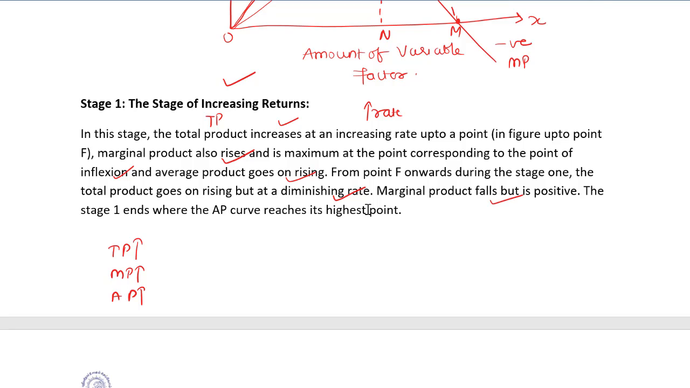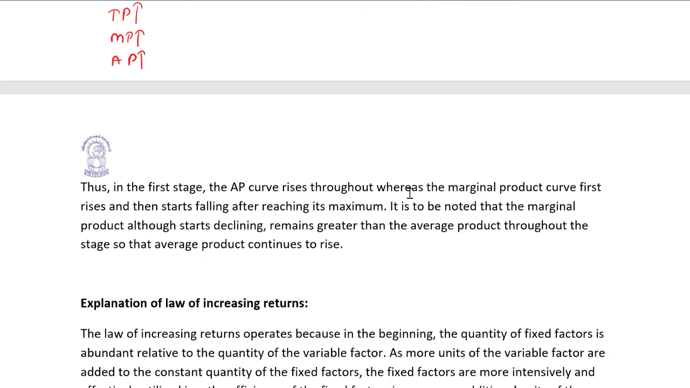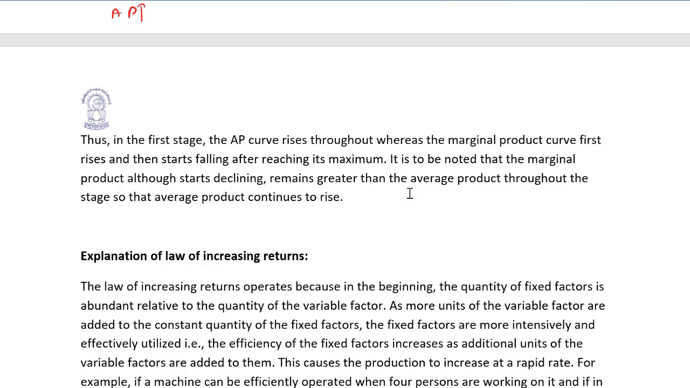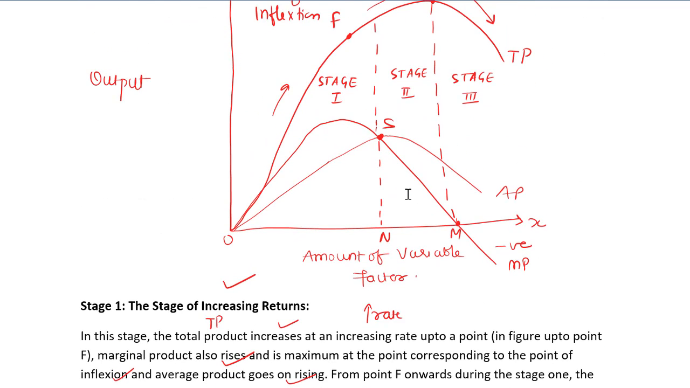Marginal product falls but is positive, and stage 1 ends where the AP curve reaches its highest point. I believe you understood. Thus, in the first stage the AP curve rises throughout, whereas the marginal product curve first rises and then starts falling after reaching the maximum level. Just see it over here. First it rises. After reaching the maximum level, the marginal product in stage 1 starts falling.